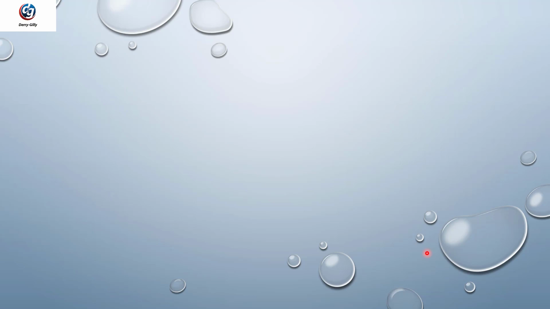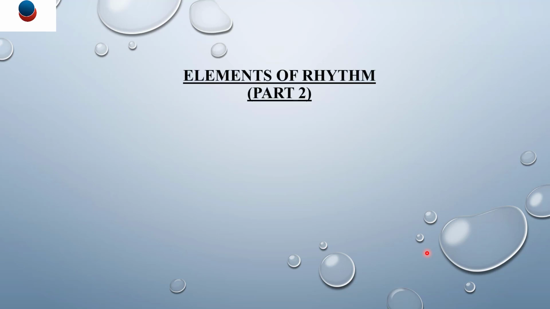Hello and welcome to today's lessons on rudiments of theory. We are looking at part 2 of elements of rhythm, and today we are going to shift our attention to three things: the pulse, the tempo, and then the meter. But before that, let's look at the previous lessons.